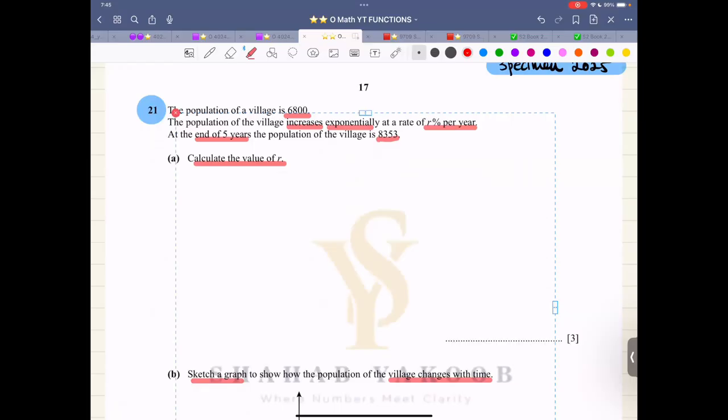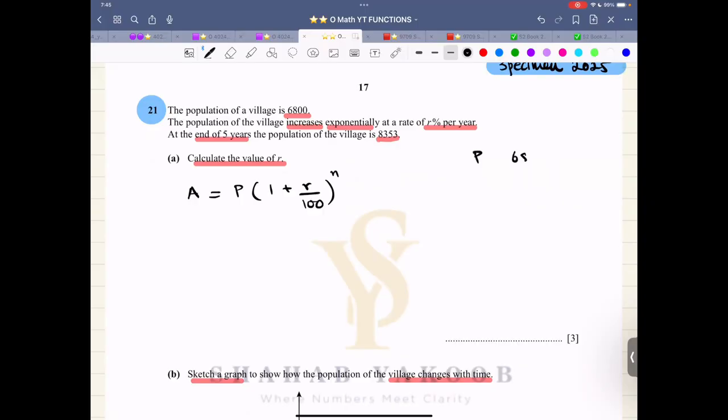Now, first of all, the compound interest formula, that is the same thing for this. So A is equals to P bracket 1 plus R over 100 raised to power of N. What is the initial value? That is 6,800. What is R? Unknown. What is N? 5. What is the value of the investment? Value of the population after 5 years? 8353. So this is 8353.